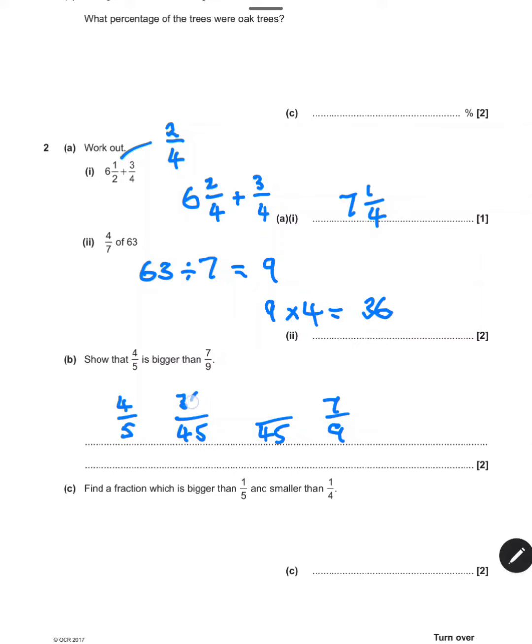4 times 9 is 36. And multiplied by 5 here. Multiply the top by 5. 5 7s are 35. That is usually enough to show that this fraction is bigger than this one. And therefore 4/5 is the bigger fraction. Part C. A fraction which is bigger than 1/5 and smaller than a quarter.